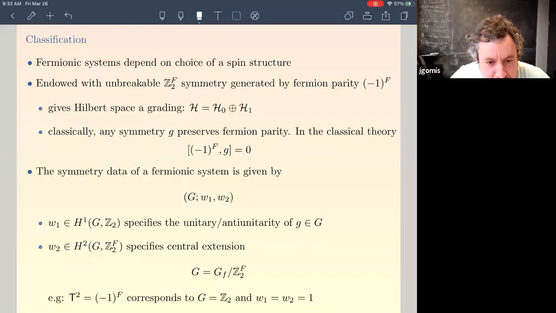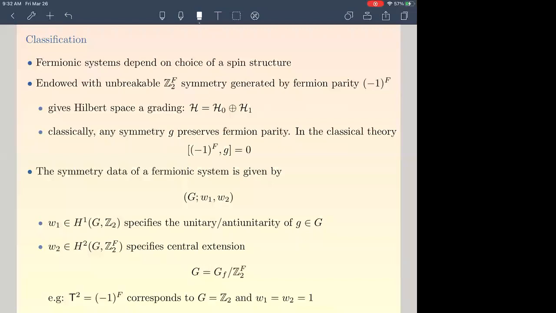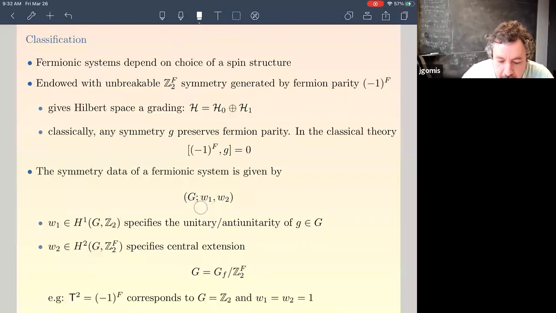So let's discuss the symmetry data of a fermionic system. Now it's a bit richer than the bosonic system. We still have some group G, ω1, that will tell us whether a particular group element is unitary or anti-unitary. But now there is certain other data we have to specify: this ω2, which is a class. This follows from the fact that we already said that (-1)^F is central. And this class ω2 precisely tells you what the central extension is.